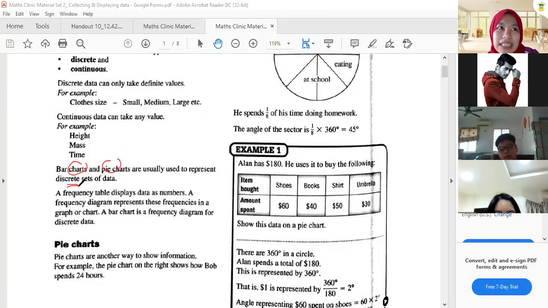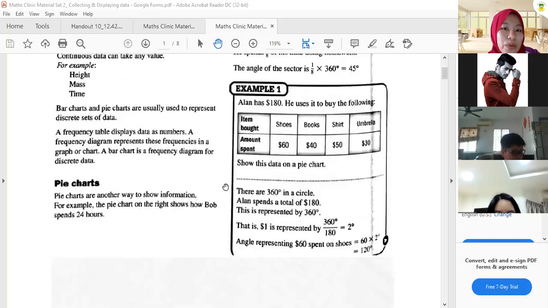You will say, teacher, in class we never learned pie chart yet. Correct. By next week, we will enter this pie chart. Should be okay. Maths Clinic, you'll be introduced to what you haven't learned yet.